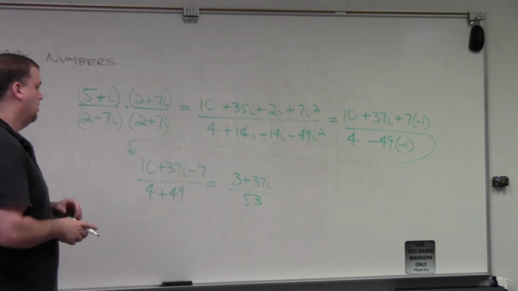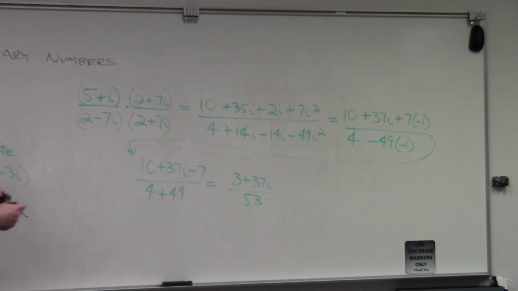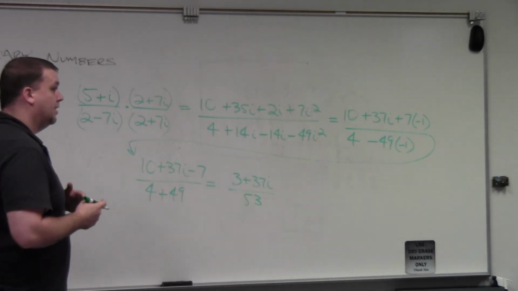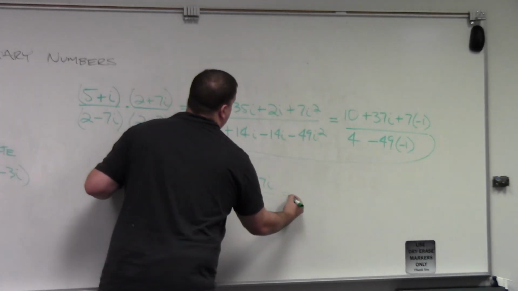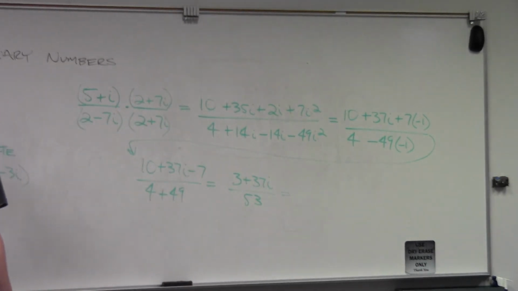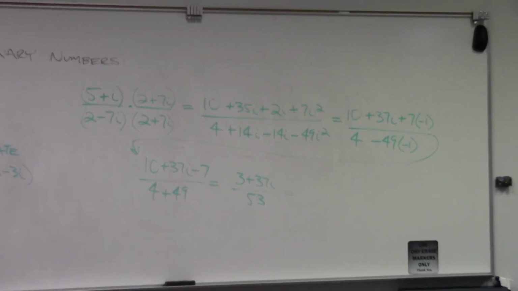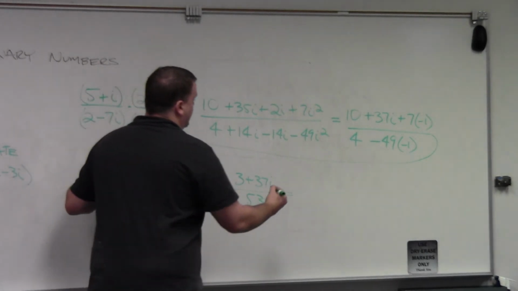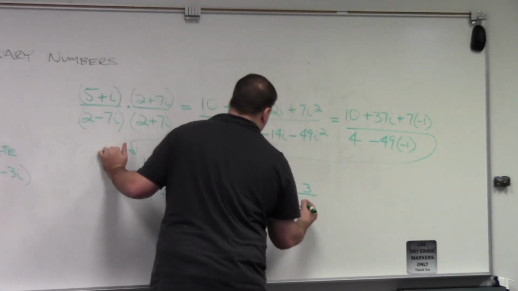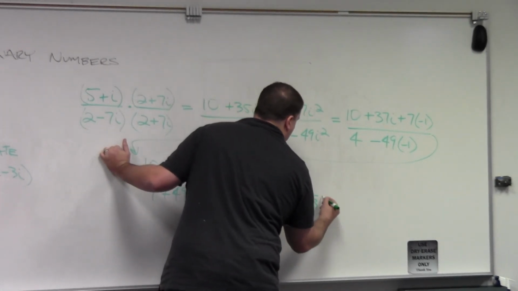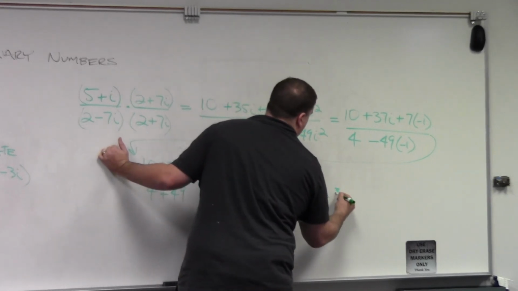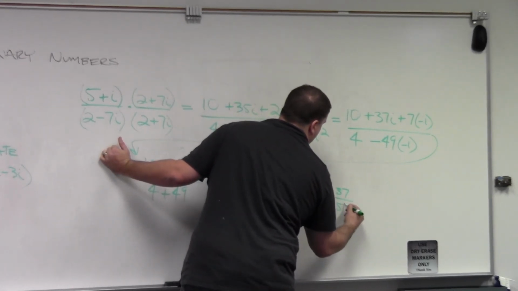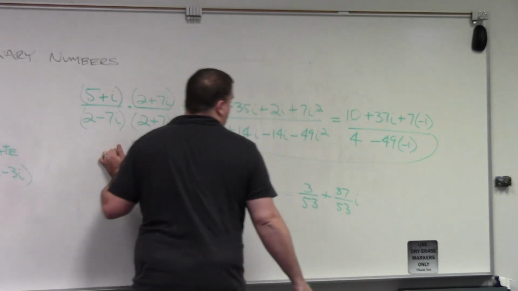Why didn't you do it under each one like you told us on the other one? Because I'm not done with the problem yet. I'm getting there. We have to make sure it's in standard form. So we have to have a distinct real part and a distinct imaginary part. So I'm going to rewrite it as 3 over 53 plus 37 over 53 i.